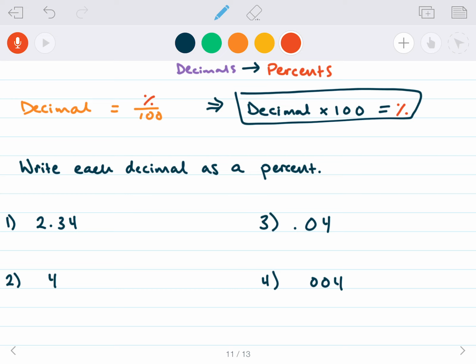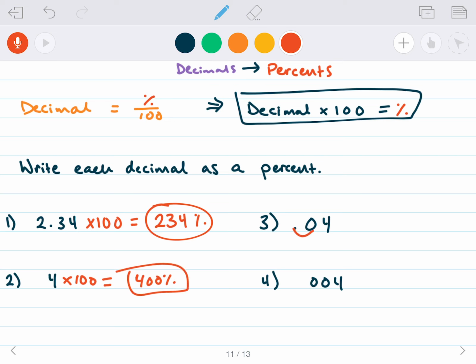So 2.34 as a percent, we just multiply by 100, basically move the decimal 2 places to the right to get 234%. Here, multiply by 100, we move the decimal 2 places to the right or do it in the calculator to get 400%. Here, 2 places to the right. So that's going to just be, if we multiply by 100 in the calculator, you get 4%.